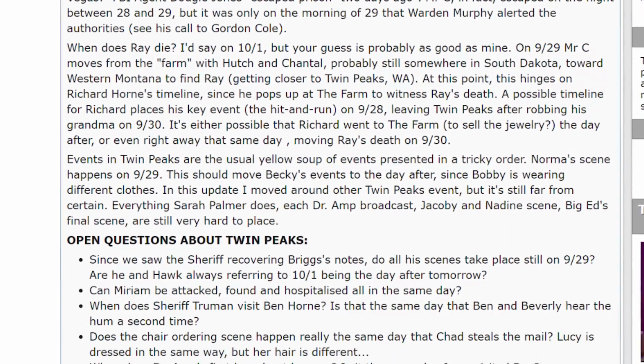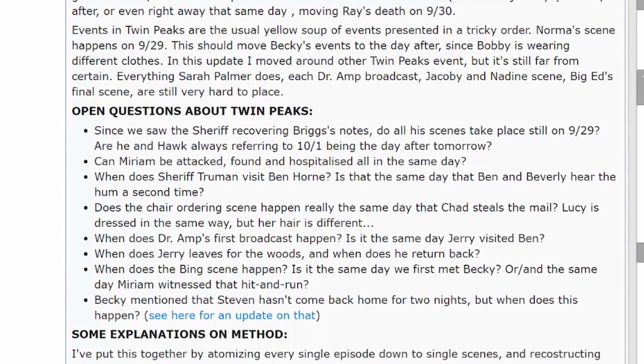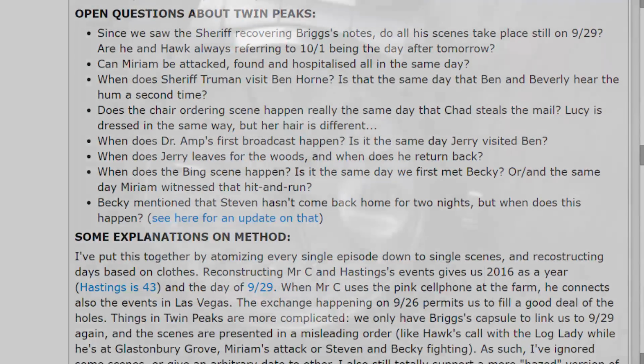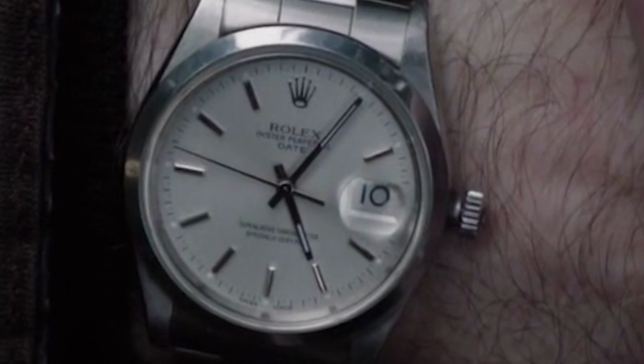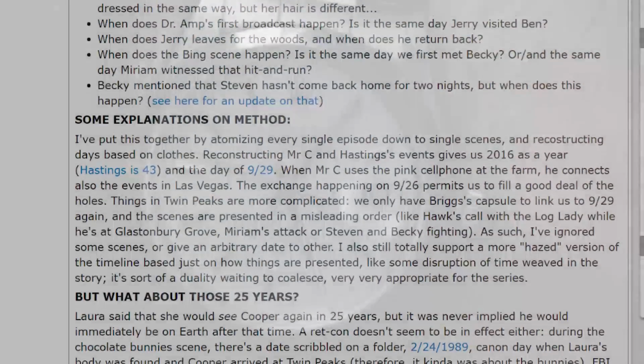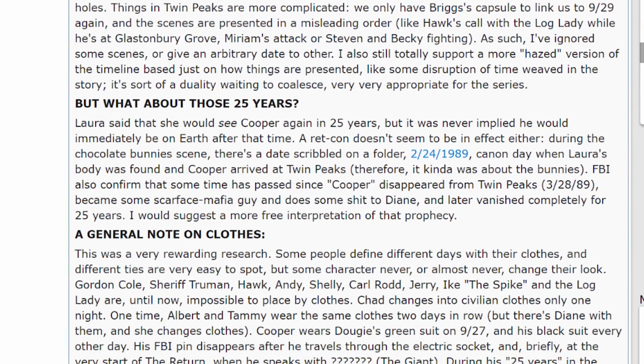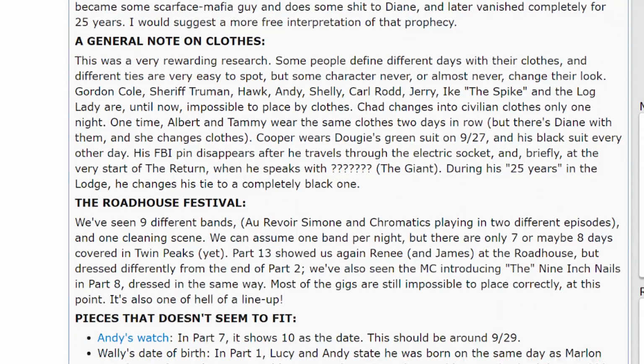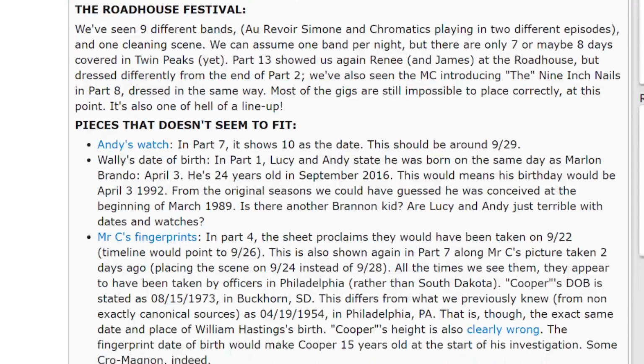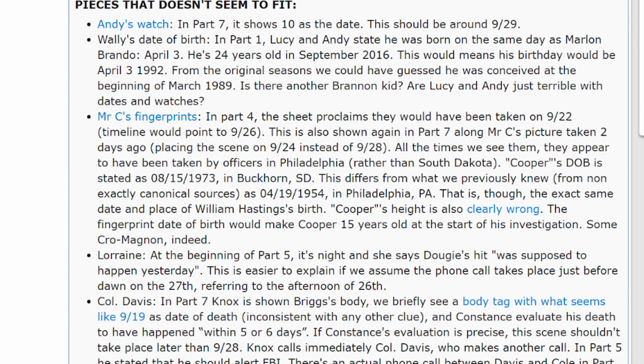There are some things that don't seem to fit at all. Indy's watch is a big one. A lot of people have pointed out that it says the 10th, and that just doesn't fit any way that you try to figure it out. The Becky stuff is a little bit sketchy to me. It doesn't make 100% sense, but this is all addressed in the original Reddit post, so you can check that stuff out there.